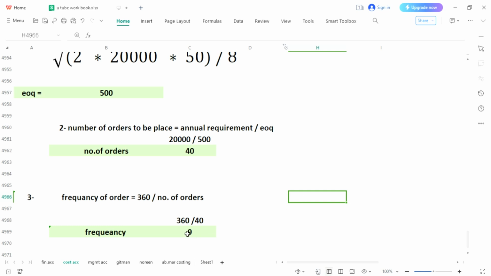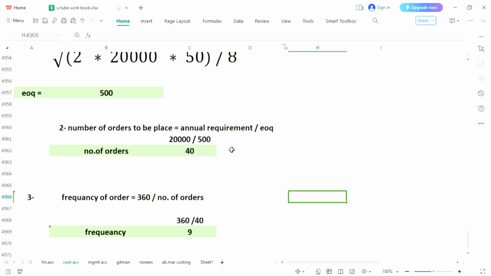Frequency of order means how many times you will give this order in 1 year. It is showing that in one particular year, which has 360 days, after every 9 days you will give that order. So these are very interesting figures. Economic order quantity means the number of units which should be ordered, with which you can get your maximum financial satisfaction. Then number of orders, 40 orders would be given in 1 year.